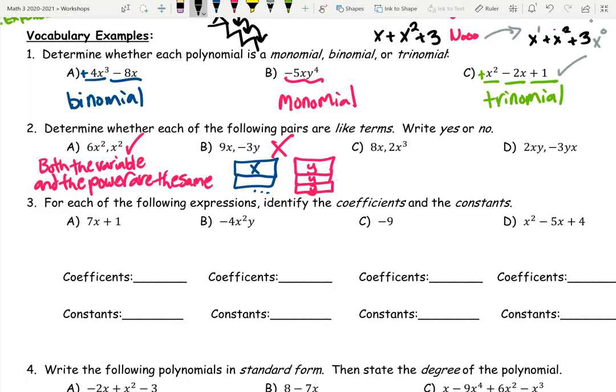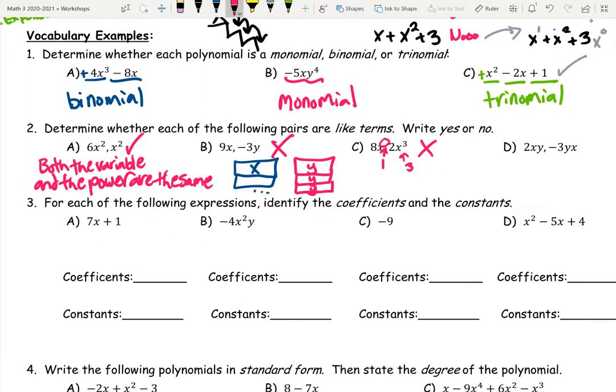The next one, 8x and 2x cubed. Now, these are not like terms. I know immediately. The reason being is this guy has an exponent of 1. This has an exponent of 3. Therefore, they are not like terms.